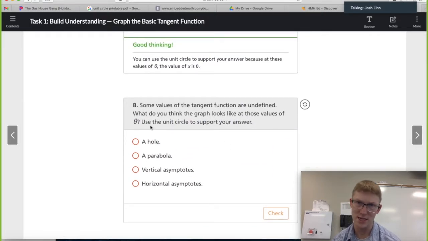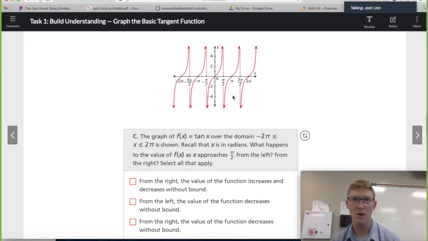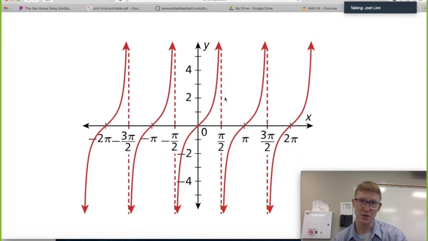Some values of the tangent function are undefined. What do you think the graph's going to look like? Here is our graph of tangent. Look at that, that's crazy. Remember, our dotted lines are asymptotes, so we can again rethink about our domain and range.